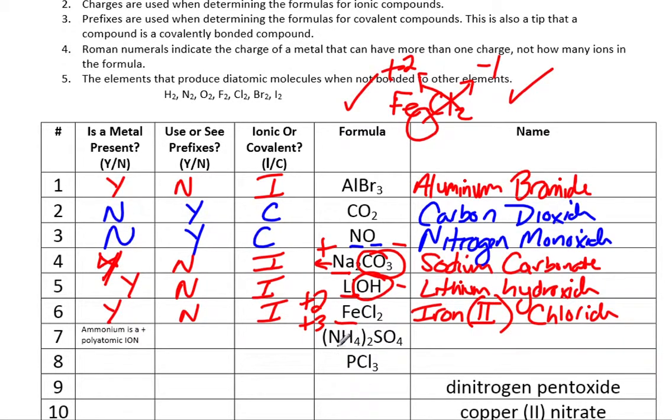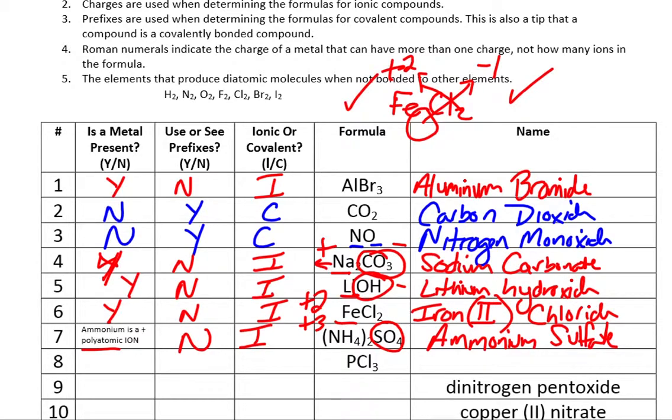All right, the next one. This is not a metal, but it should jump out at you as a polyatomic ion called ammonium. So that means it's ionic since it's an ion. SO4 is also an ion. So since it's ionic, I don't use prefixes. I just write the names of my polyatomics. Ammonium sulfate. That group should jump out at you.